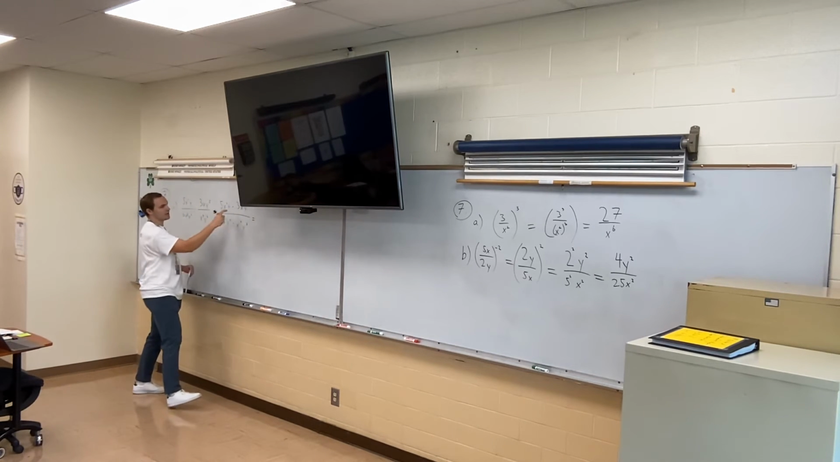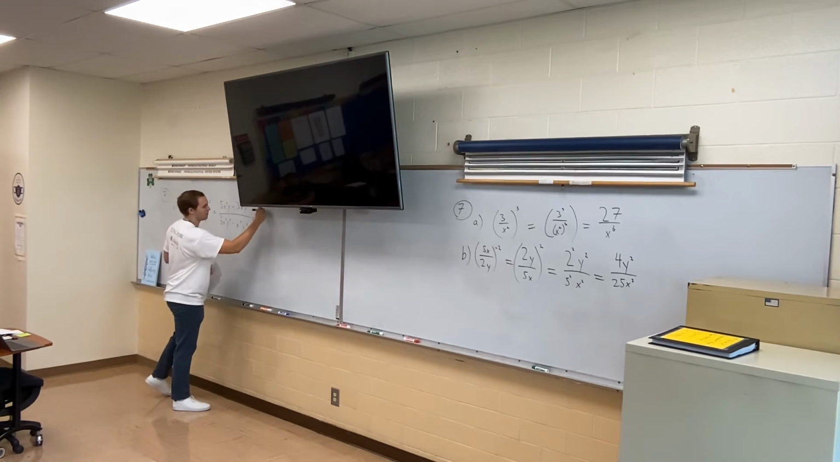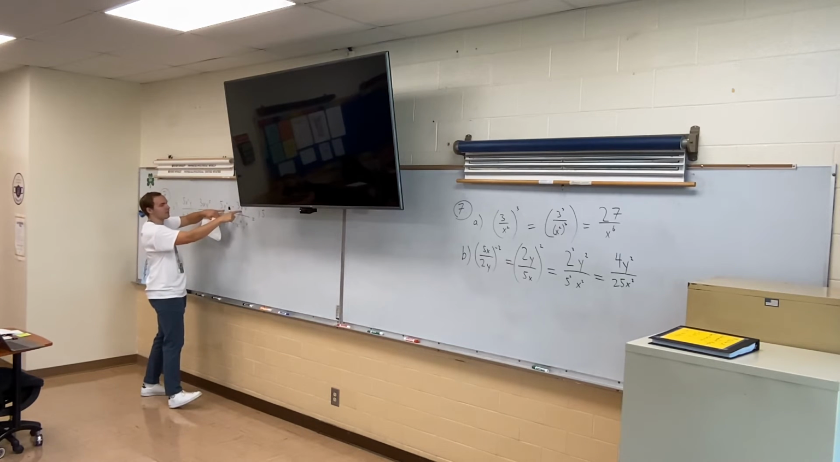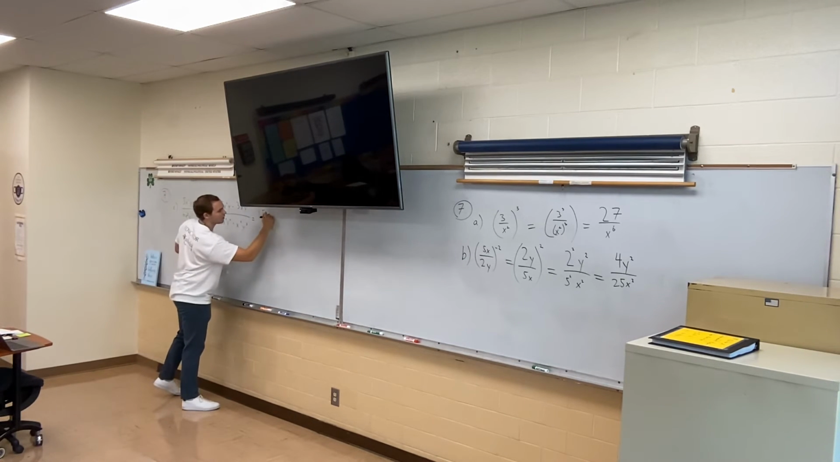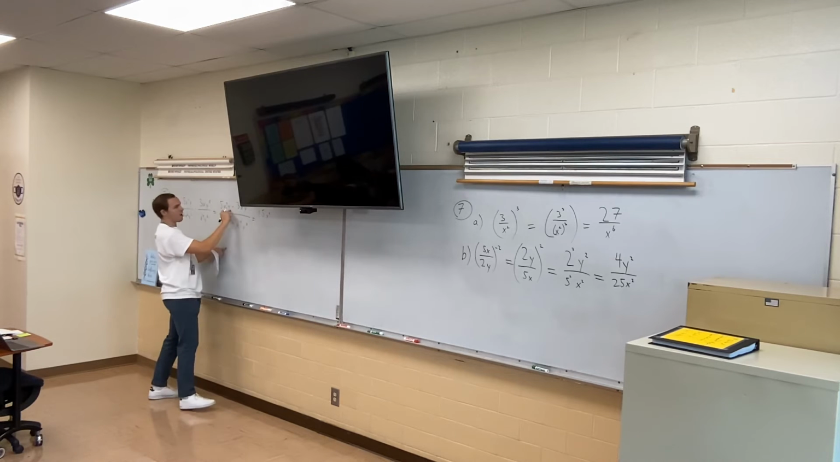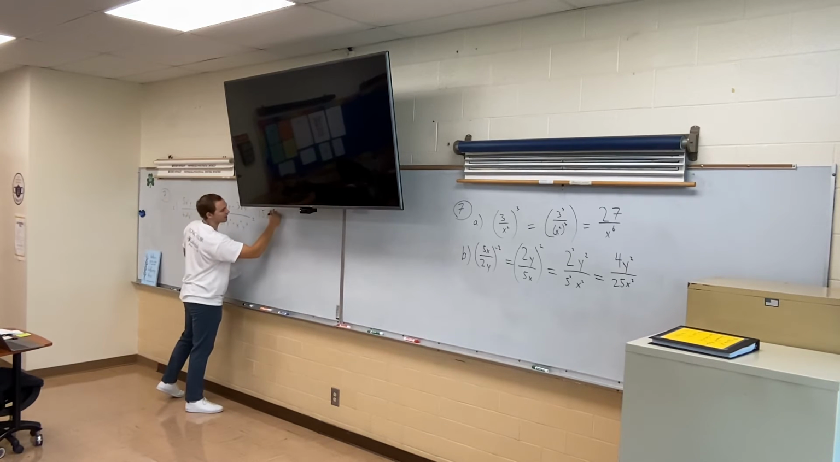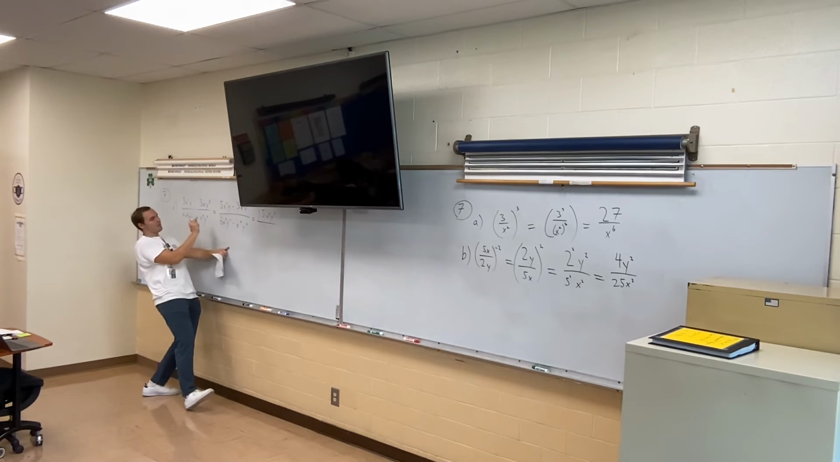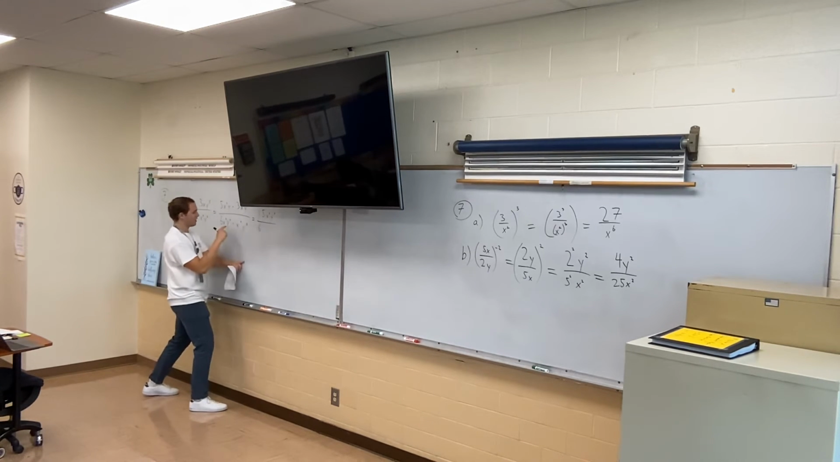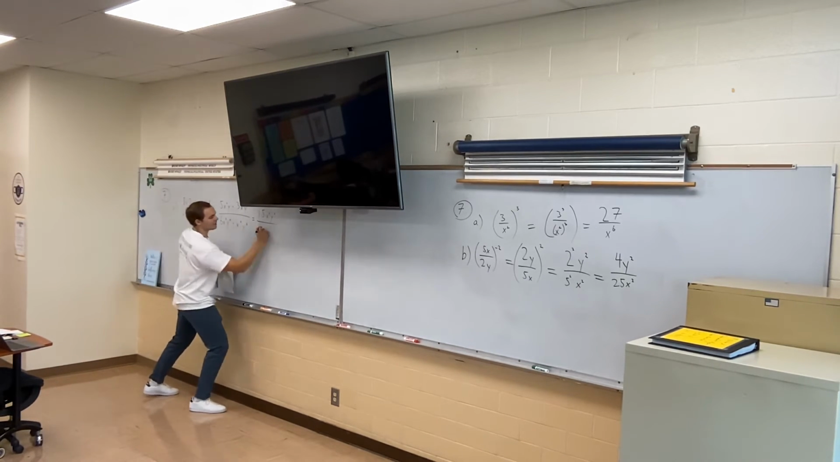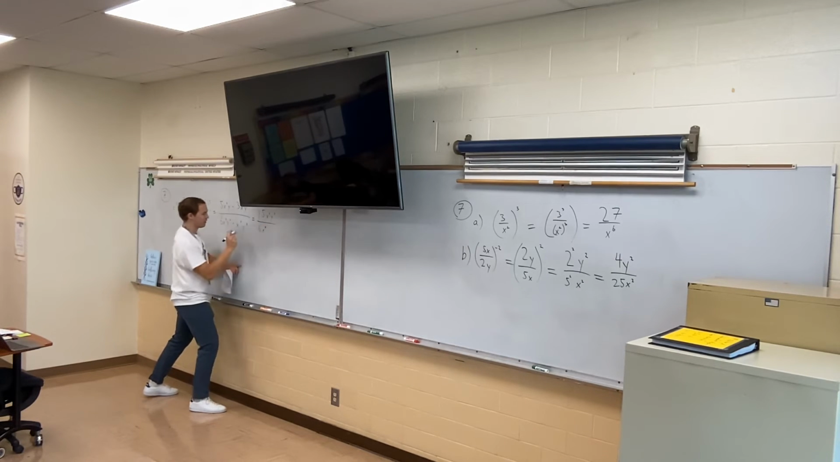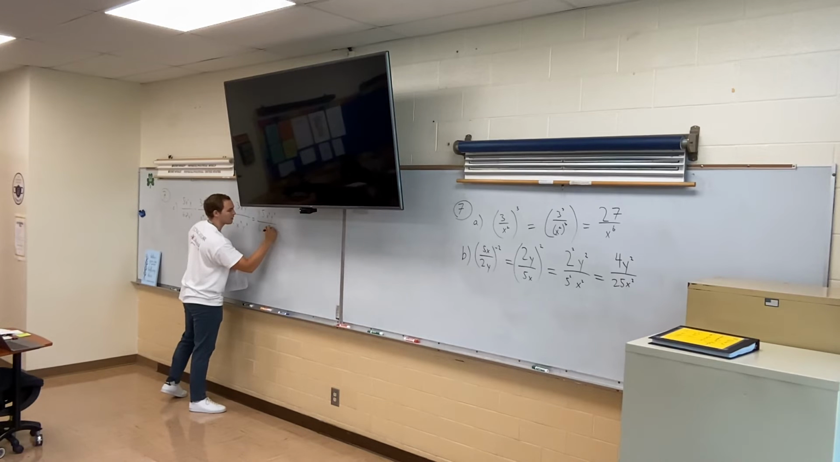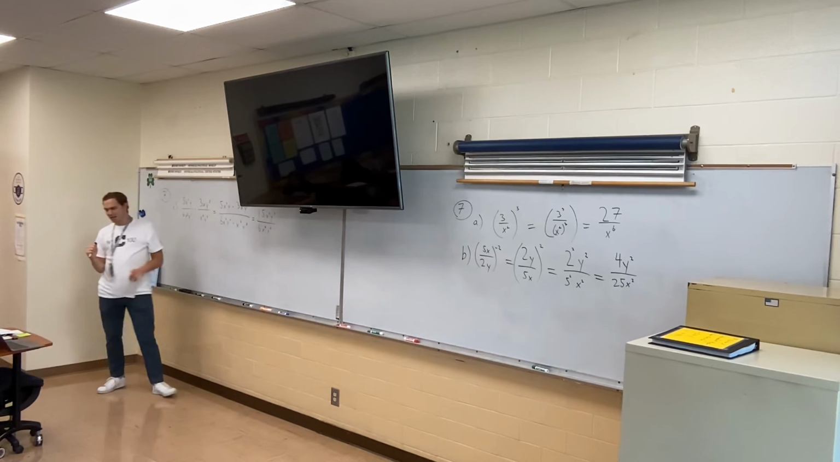So 5 times 3 is 15. And then I have x squared and x to the 1, so that becomes x cubed. And then I have a y and y to the 5th, so that becomes y to the 6th. And on the bottom I have 6, x cubed times x to the 4th becomes x to the 7th, right? y squared times y cubed becomes y to the 5th. Am I simplified all the way?